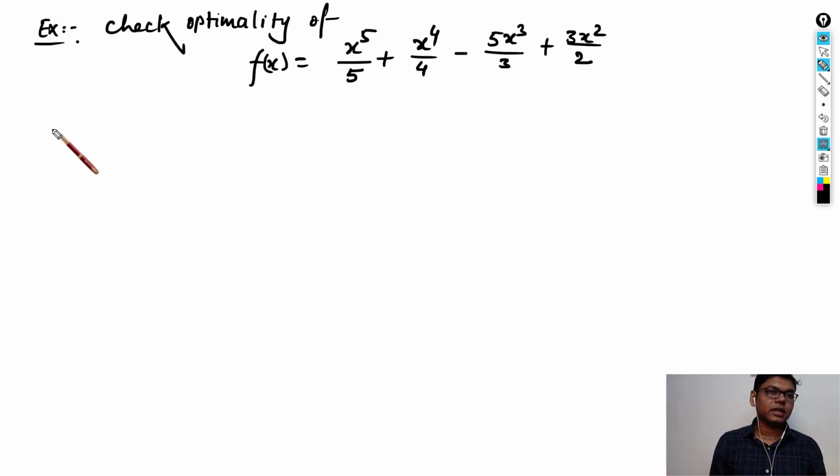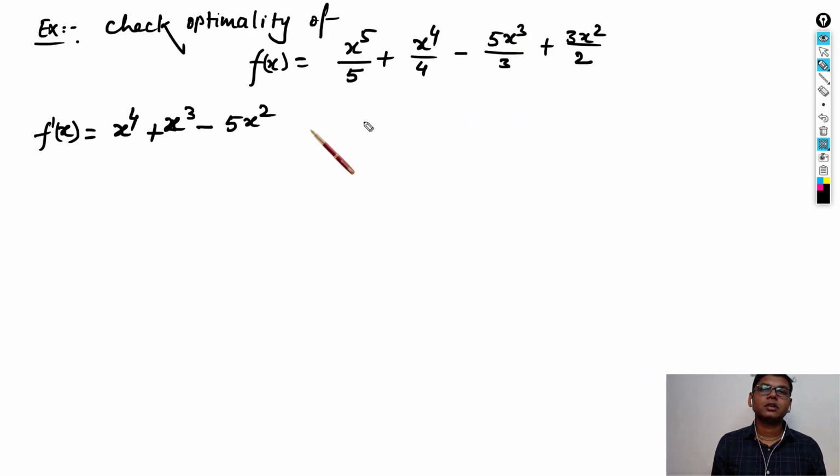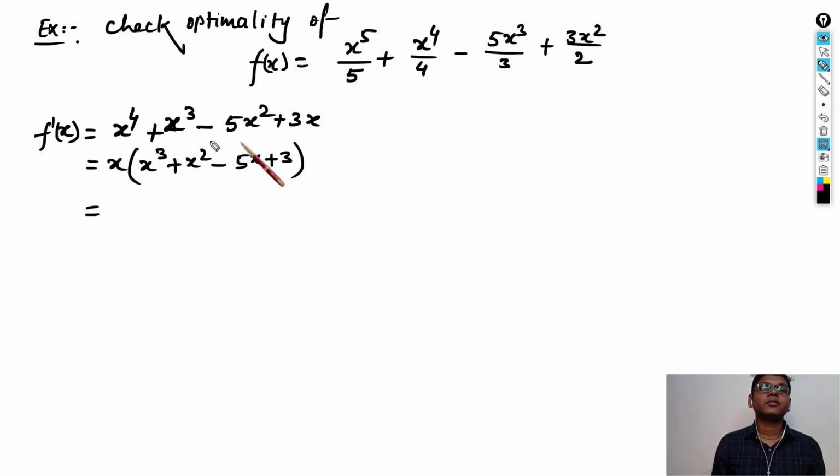So let's go for f prime x. How much will it come? Differentiate it. 5x to the power 4 by 5 means x to the power 4. This is 4, 4 cancels, so x to the power 3. This is how much? 3 will be cancelled, so 5x square. Here 2 will be cancelled, plus 3x. Just differentiate by yourself. So f prime x is calculated. Now I will just factorize it. So x cube plus x square minus 5x plus 3. Now if this type of function comes, it's actually a little bit difficult. That is one limitation of differential calculus, that factorization becomes very tough for higher degree.